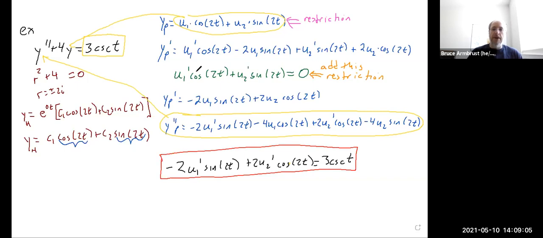But let me redraw your attention to the restriction that we placed on it. And notice that that's also a restriction on the derivatives. Well, check it out. That's a system of equations. Two equations, two unknowns, u1 prime, u2 prime. Not only that, I can write this as a matrix equation.